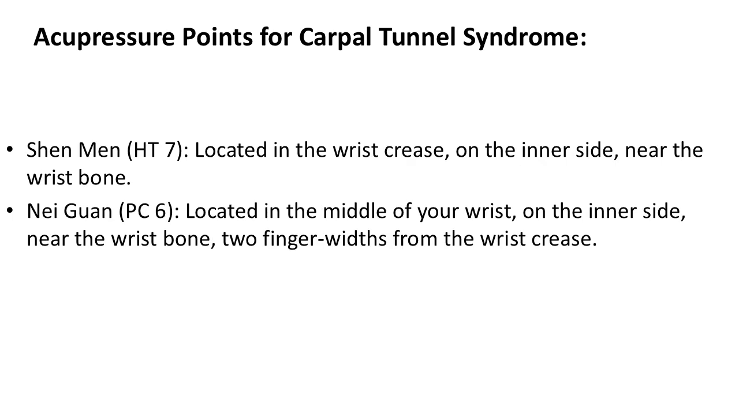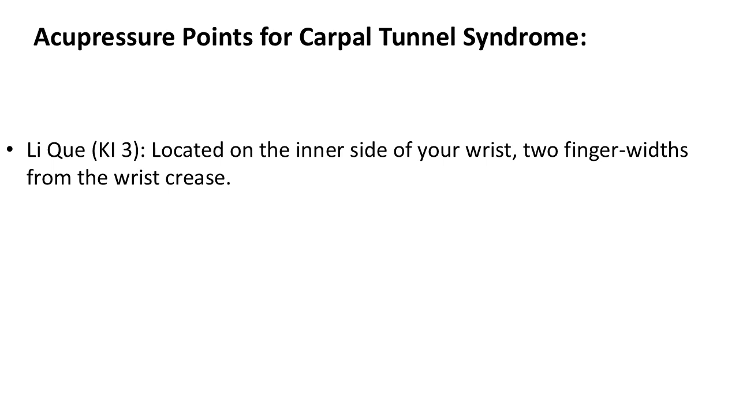Acupressure points for carpal tunnel syndrome: Shenmen HT 7, located in the wrist crease, on the inner side, near the wrist bone. Neiguan PC 6, located in the middle of your wrist, on the inner side, near the wrist bone, 2 finger widths from the wrist crease. Another point located on the inner side of your wrist, 2 finger widths from the wrist crease.